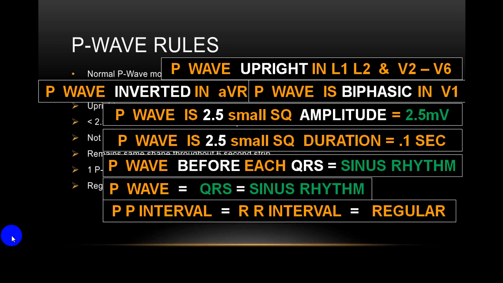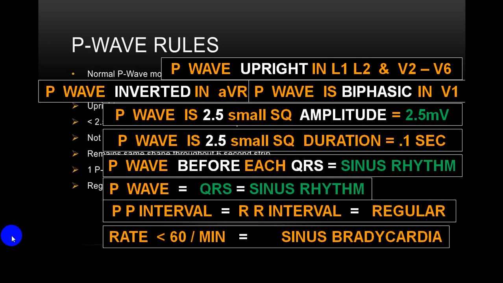If the PP interval and RR interval are constant, then we call that regular. But if the PP interval is not equal to the RR interval, then it is because of some irregularity or some abnormal rhythm.